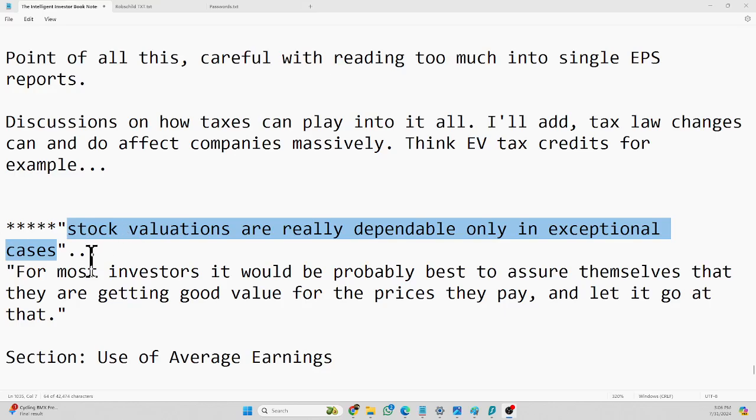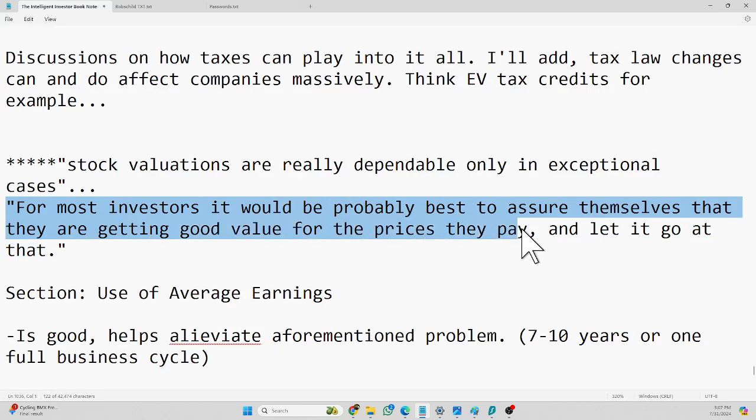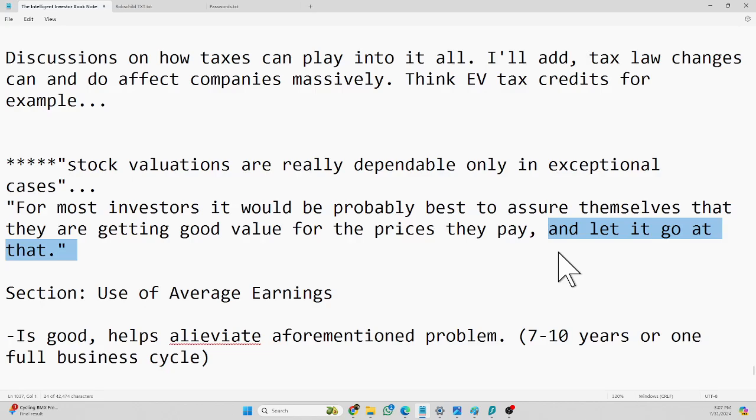Mr. Market must be in charge of it. So we have a quote here: "For most investors, it would probably be best to assure themselves that they are getting a good value for the prices they pay, and let it go at that."